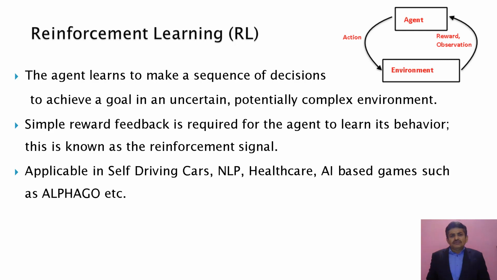And this slide shows what is reinforcement learning. In reinforcement learning, the agent learns to make a sequence of decisions to achieve a goal in an uncertain, potentially complex environment. On this figure, you can see there is an agent. The agent takes an action in the environment, and based on the action, the program decides if the given action leads the agent towards the solution. Then the agent will get the reward, otherwise it will get the penalty. So the simple reward feedback is required for the agent to learn its behavior. This is known as the reinforcement signal.